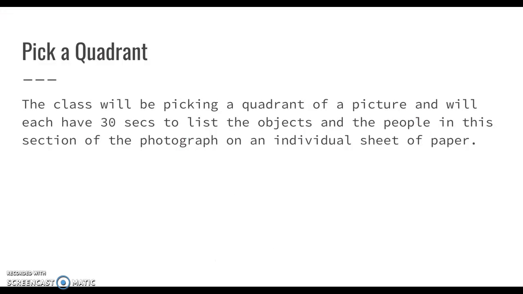Okay, we're going to be using the quadrant image assignment today in class. So the students are going to pick a quadrant and then they'll have 30 seconds to list the objects and the people in this section of the photograph on an individual sheet of paper. Let's go ahead and get right into this lesson.